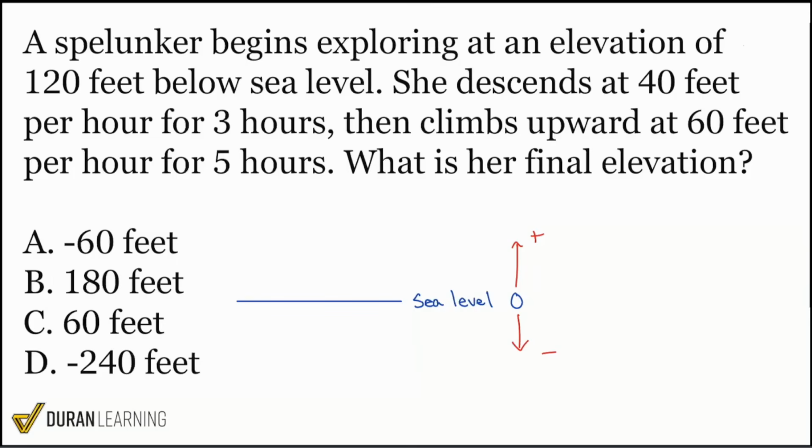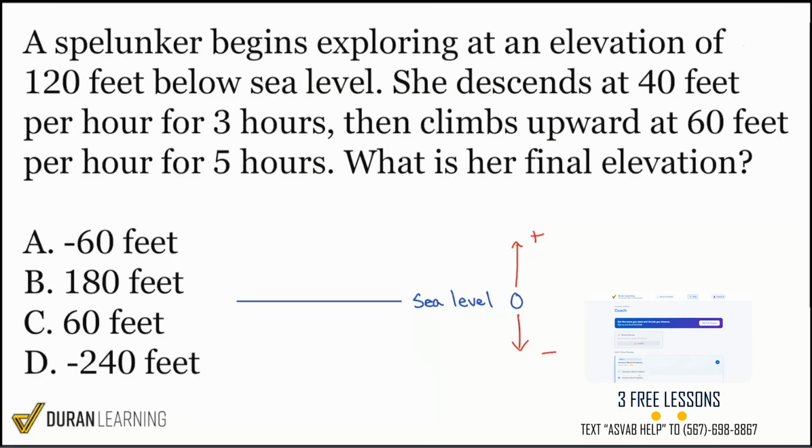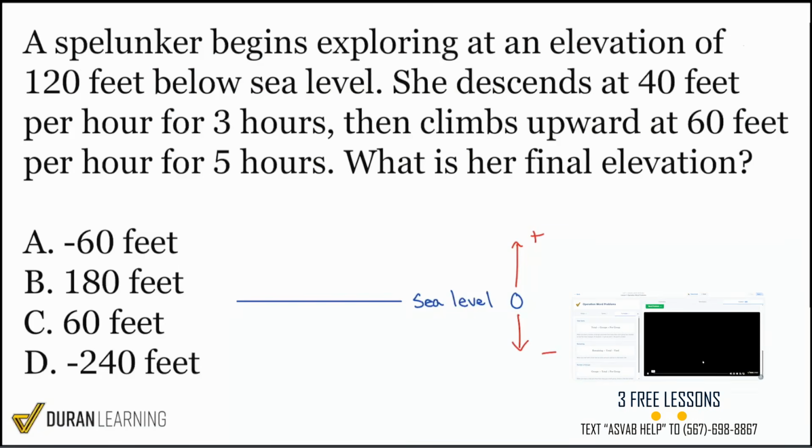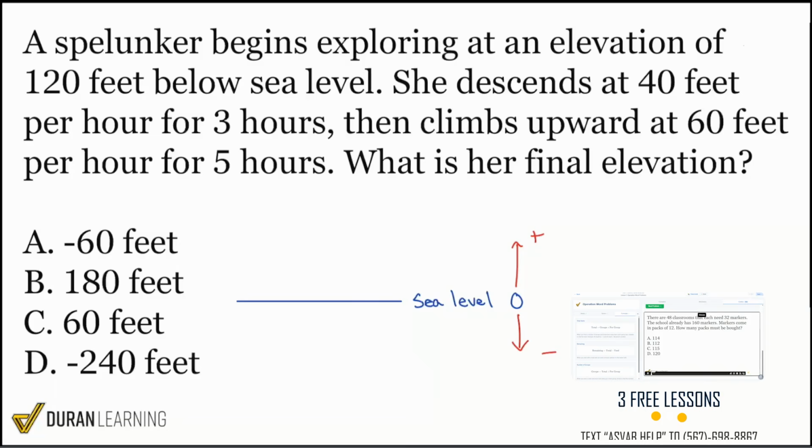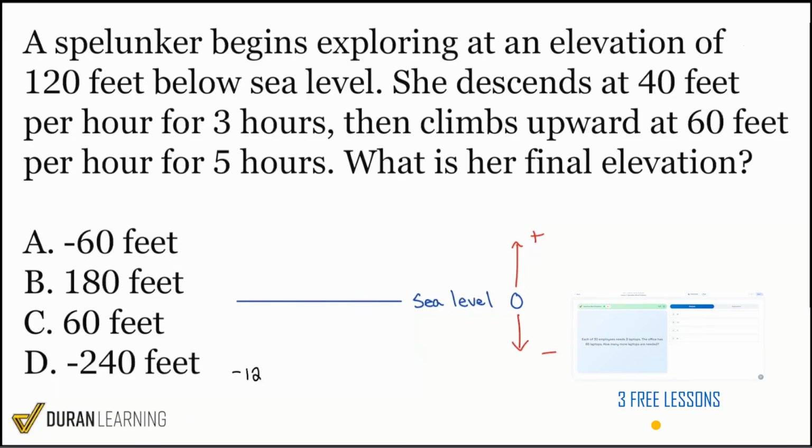Because it says here that this explorer, this spelunker here, begins exploring at an elevation of 120 feet below sea level. So how can I categorize that? I can categorize that as negative 120. So let me grab a color here, and let's just say here is negative 120 feet. This is where we start.